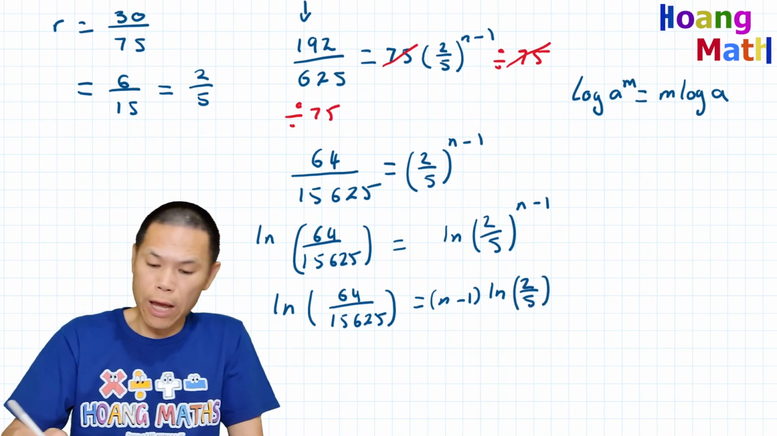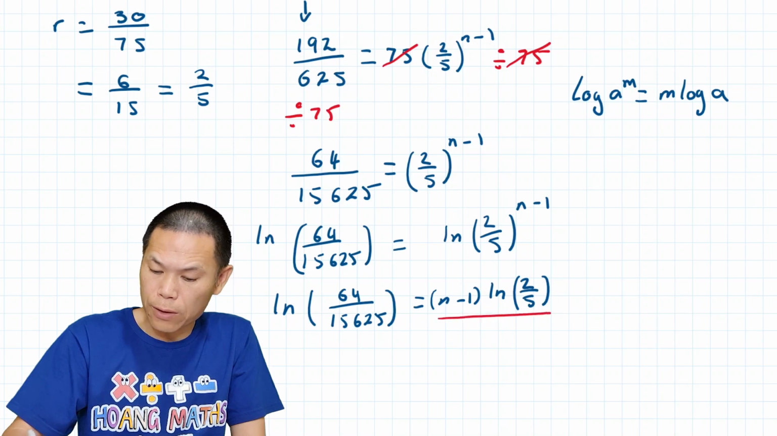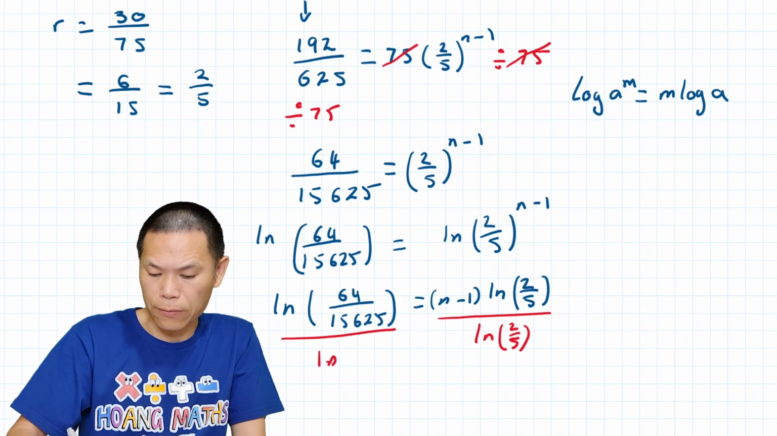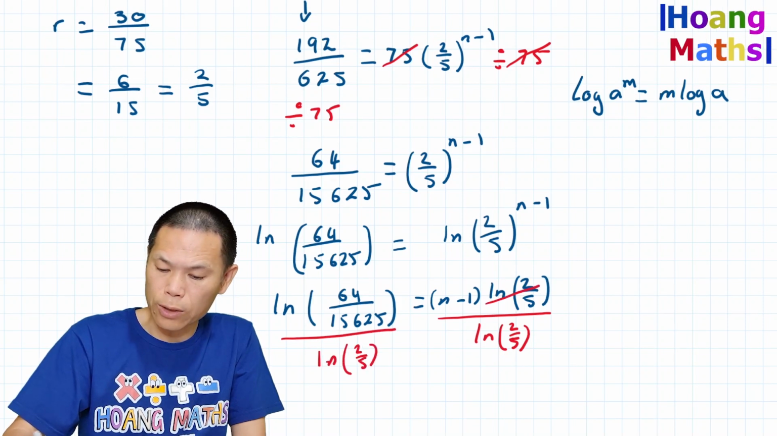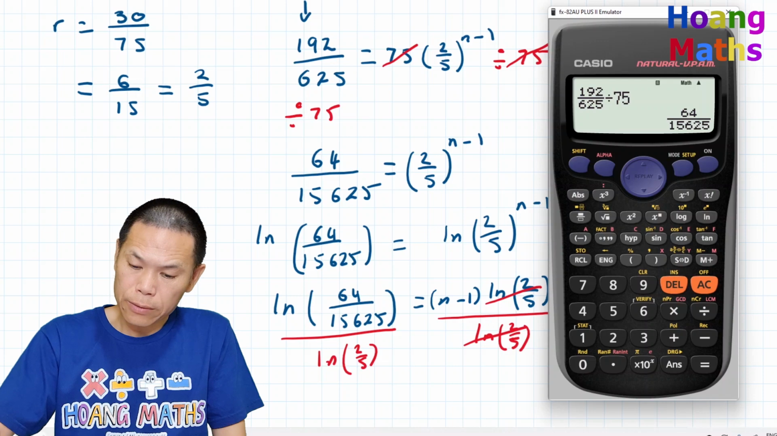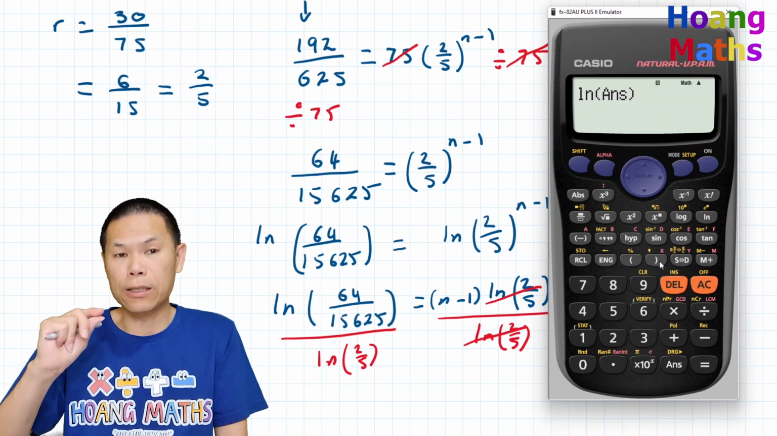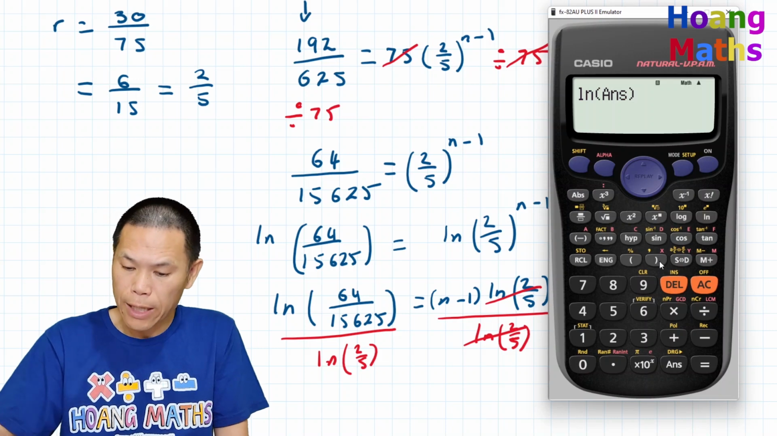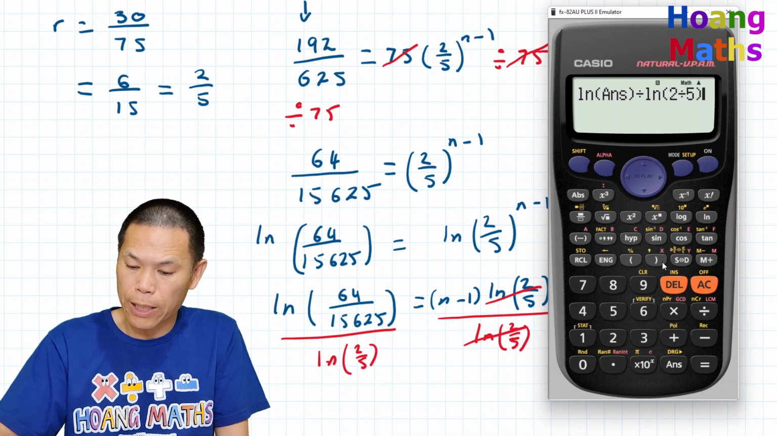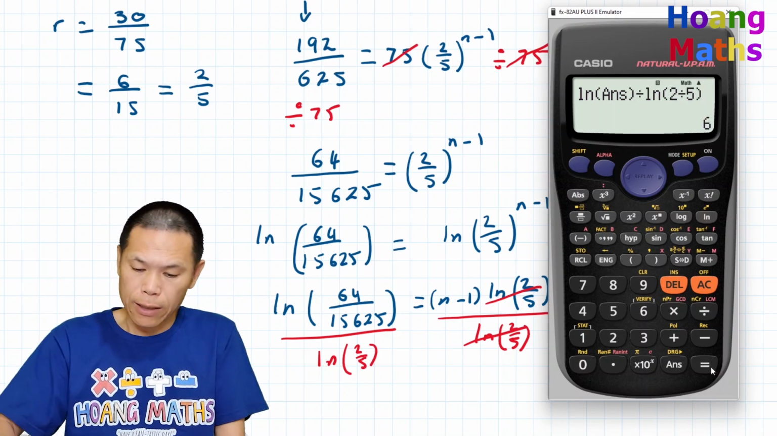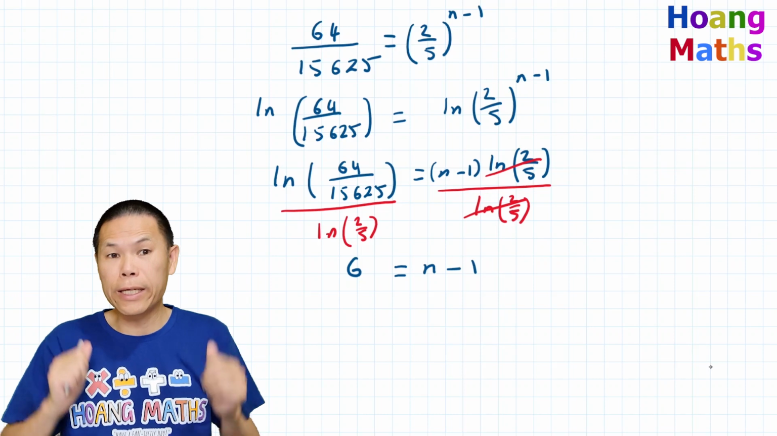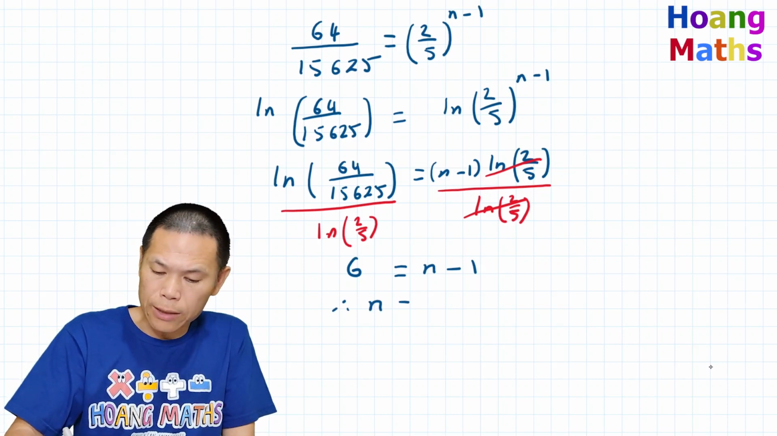Now I divide by ln of 2/5 on both sides, so that cancels out. Now just put it on a calculator. I go ln of the answer, that is 64 over 15625, and divide by ln of 2/5, so 2 divided by 5 will do quicker. There you go, that is 6. So 6 is equal to n minus 1, so n is 7. Therefore n is 7.